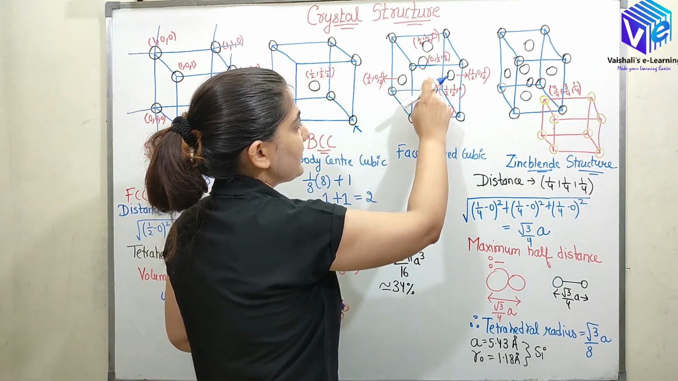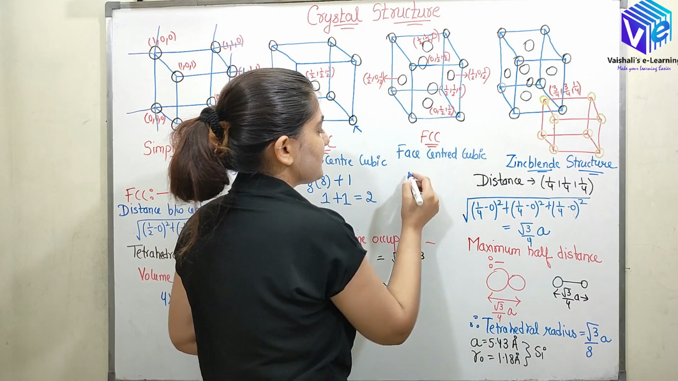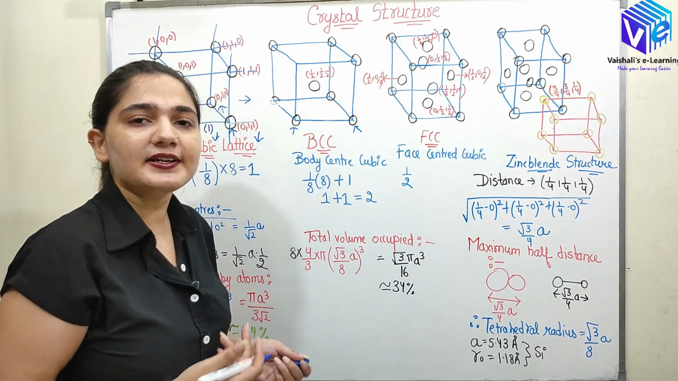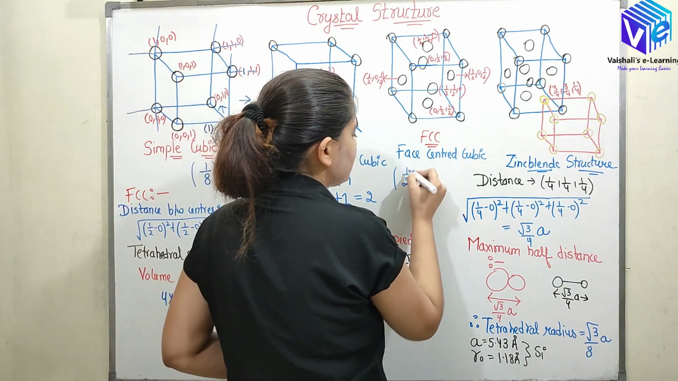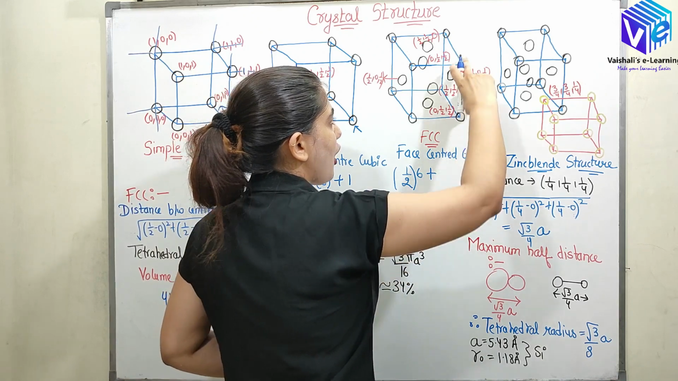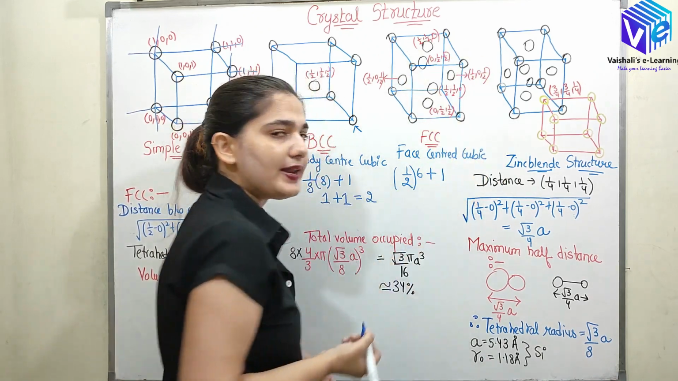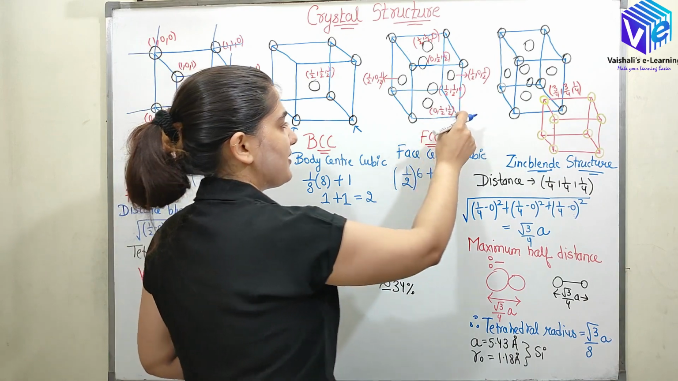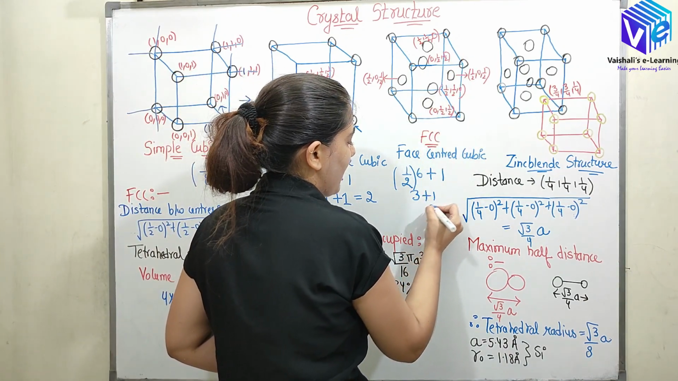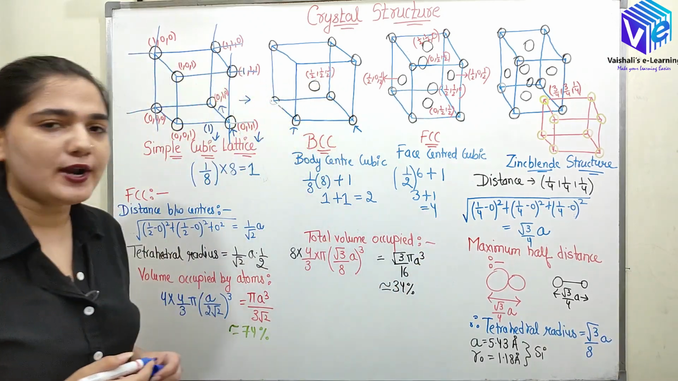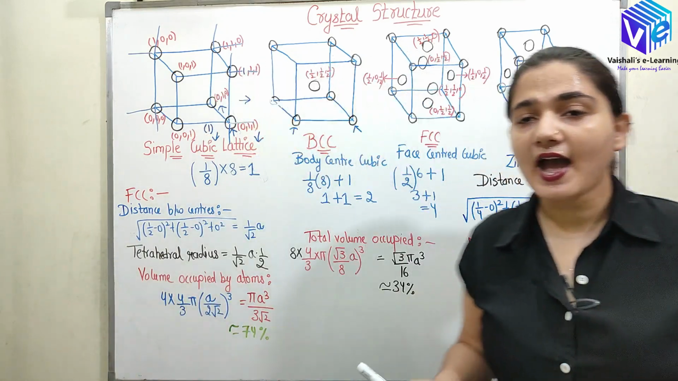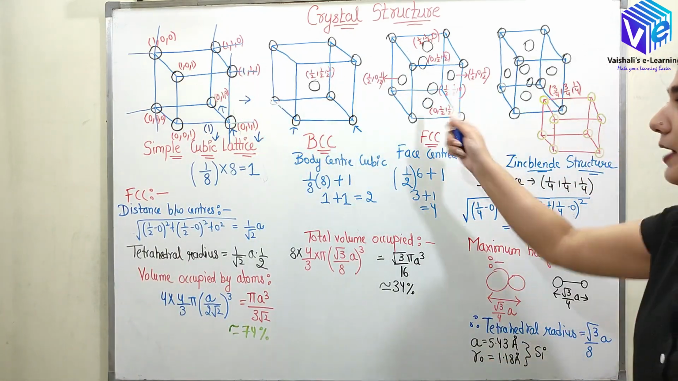So the effective atom contributed by each face atom of the FCC crystal will be 1 upon 2. And how many total face centered atoms are there? Here we have 6 atoms. So 1 by 2 into 6, plus the corner atoms, which constitute 1 atom. Here we have 1 by 8 into 8, so I have directly taken it as 1. So we have 3 plus 1, which is 4 atoms. I hope you understood. In face centered cubic we have 4 effective atoms per cube.